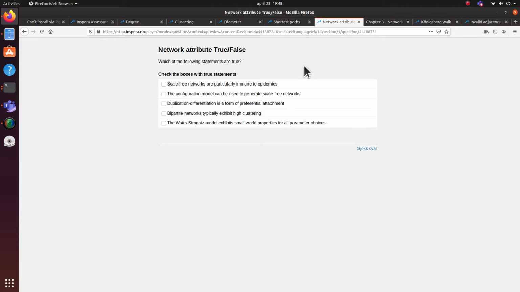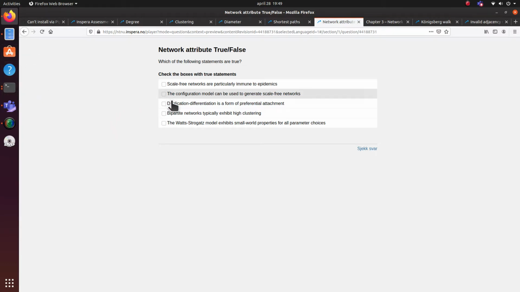Even if you were to disconnect a lot of nodes, if you do this randomly, an epidemic would still be able to spread on a scale-free network. Generally, scale-free networks are very vulnerable to spreading processes because of the prevalence of the hubs. And so this statement is not true. Scale-free networks are not particularly immune to epidemics.